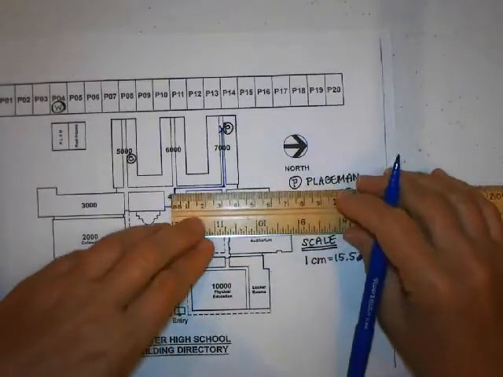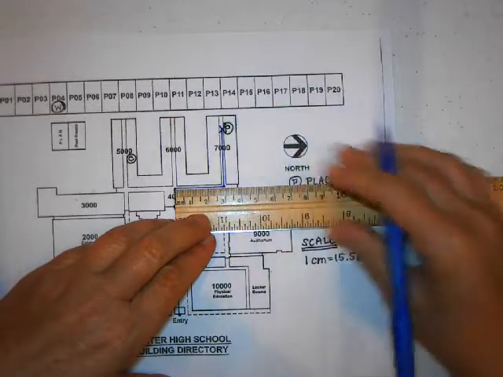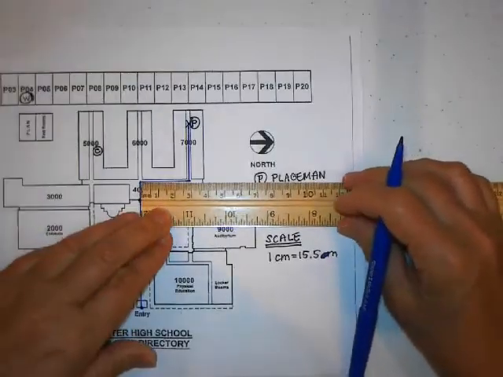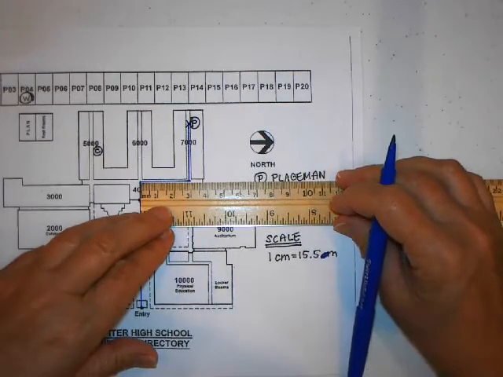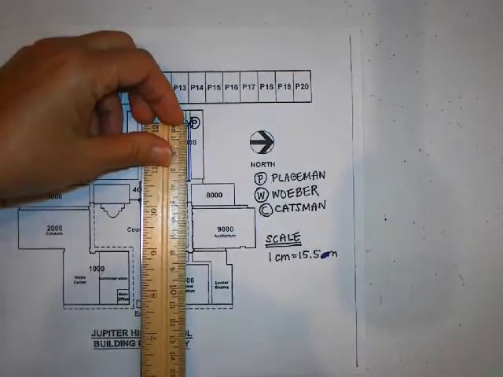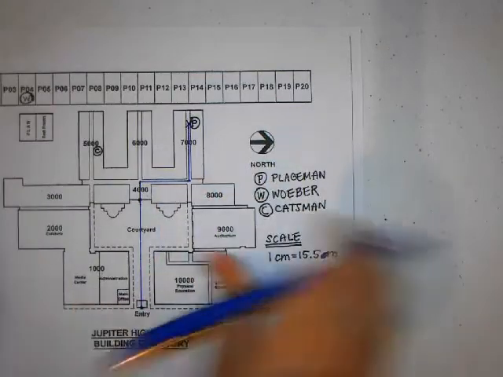That's about 2.9, and then we measure this way, and that's about 3.6. Now I forgot what I said.